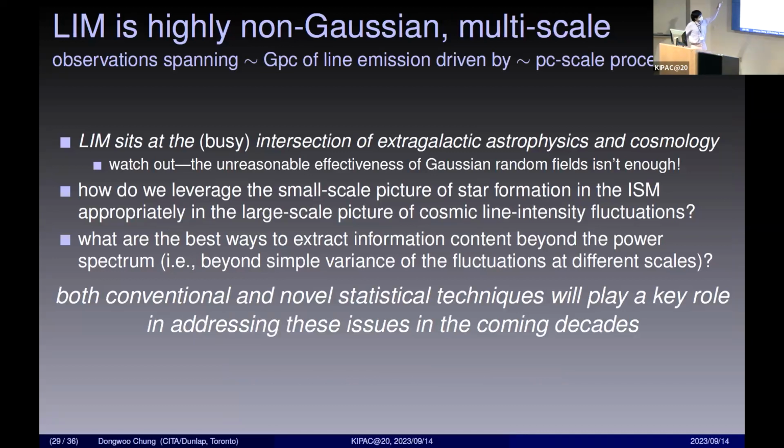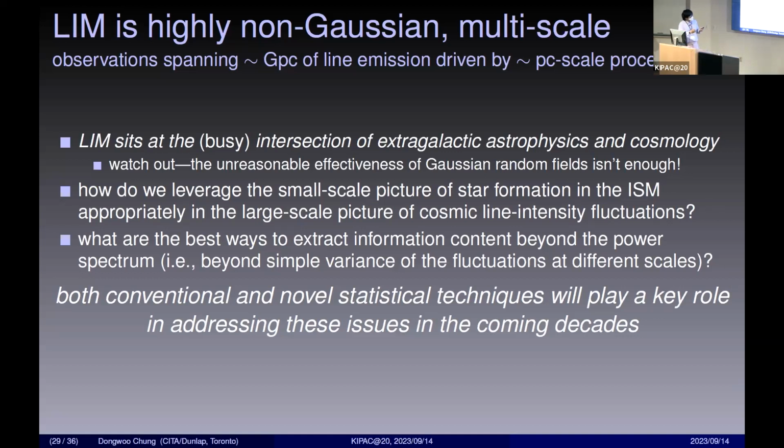But as we get to the bottom of that roadmap, we need to remember that this is sitting at the intersection of high redshift astrophysics and cosmology. It's large-scale structure lit up by star formation processes happening at kiloparsec to even parsec scales. So this is a really busy intersection with a lot of different processes running into each other. So one thing is you need to think about how do you leverage the small-scale picture in the ISM and apply that towards a model of large-scale line intensity fluctuations.